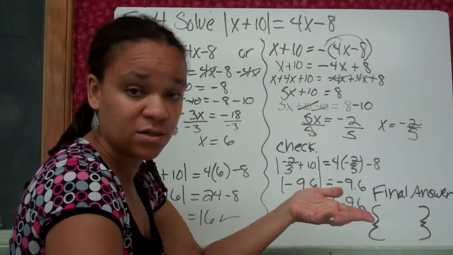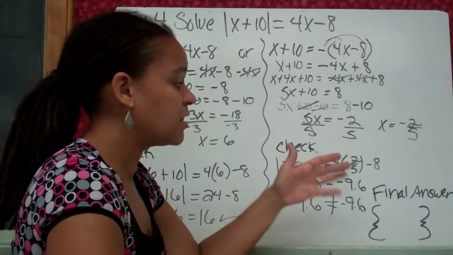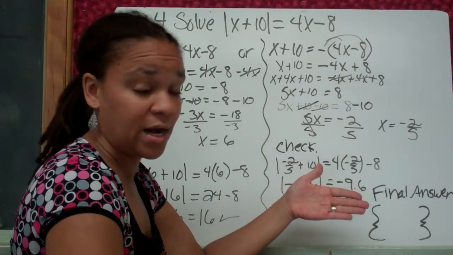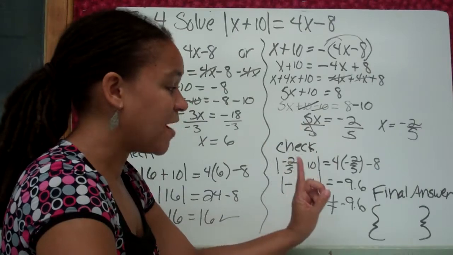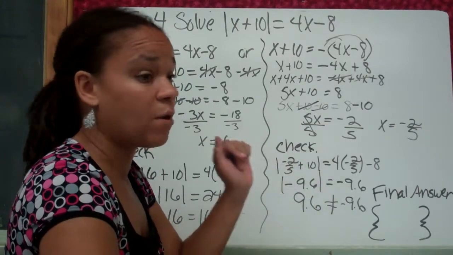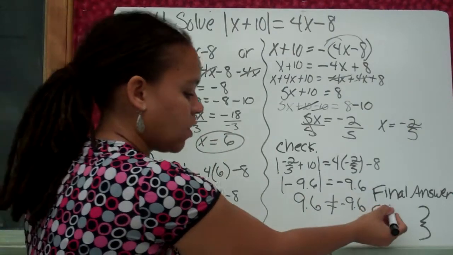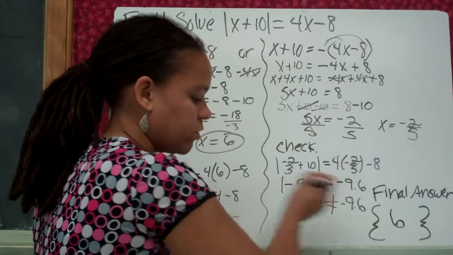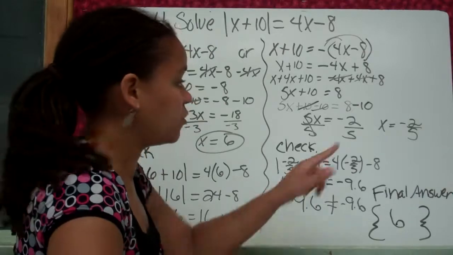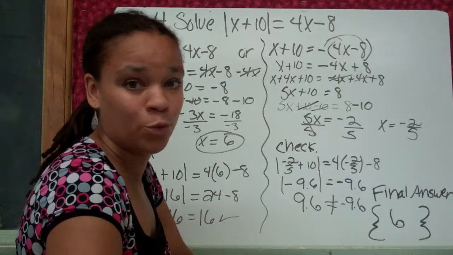It's an extraneous solution. It's one that worked algebraically, but when you plug it in to actually try it out, it doesn't end up working. So our final answer only includes the one that works. So the one that worked was x is equal to 6. So in our solution set, we should simply have a 6. We should not include the negative 2/5 because it did not work when you checked it out.